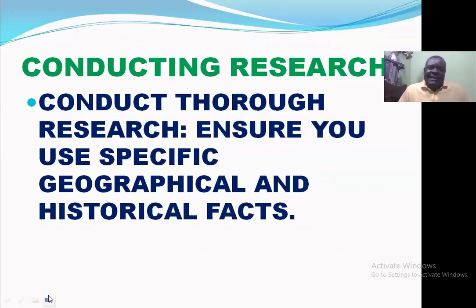Now, setting is of two types. We have what we call the spatial setting, and we have the temporal setting. Now, the spatial setting is about the geographical location. In that, you have to do research as well. I mean, you won't be setting your novel in Nigeria and you are talking about what is happening in America. It doesn't make sense, you know.